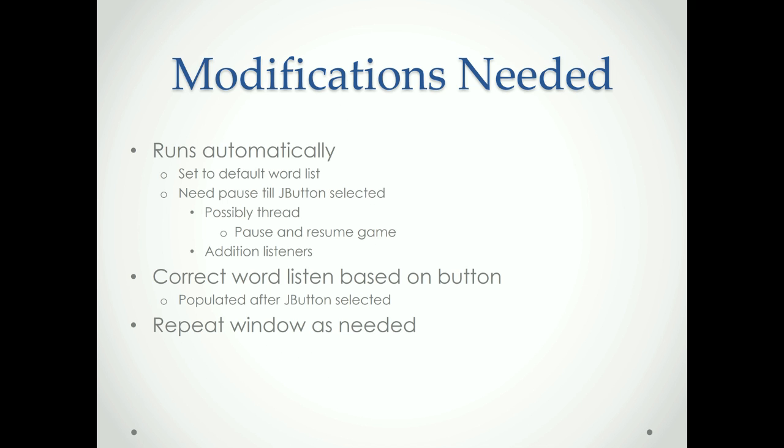Possibly a fix to this would be to have the game pause and resume, maybe using a thread and additional listeners, to have the user select the category first, and then we can determine which category they would want to use. Right now it does populate based on the button that is selected, but it occurs after the game is already open, so the appropriate category is not loaded.